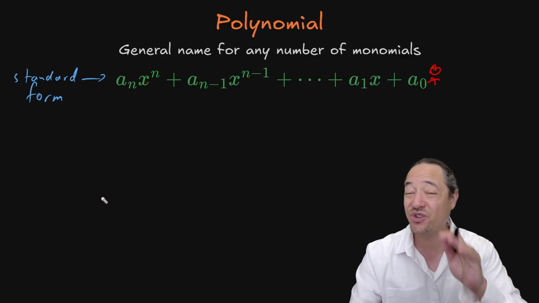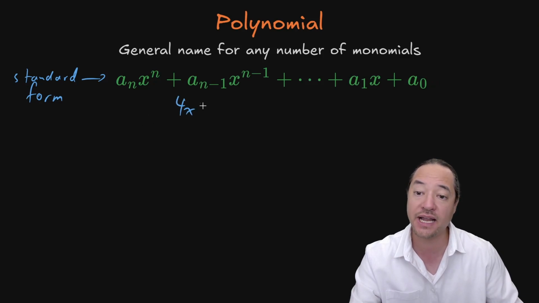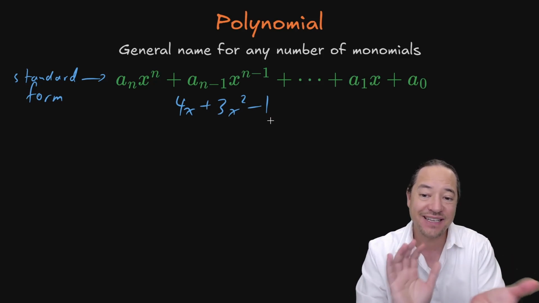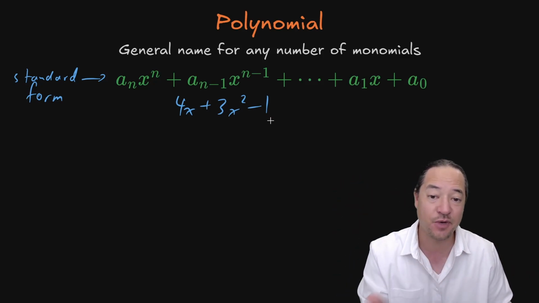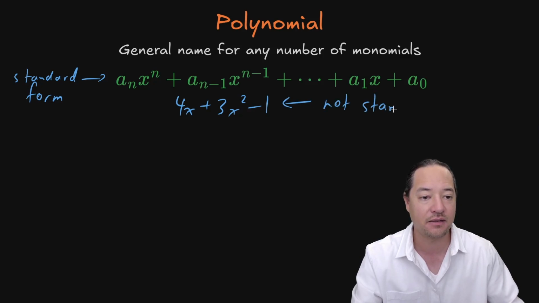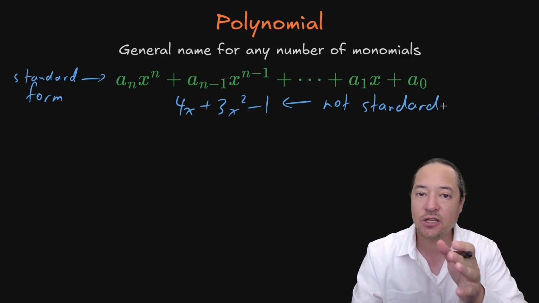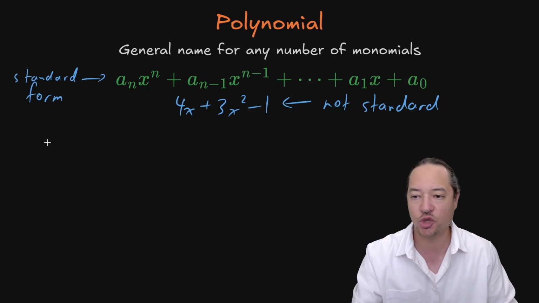Now, you don't have to write a polynomial in standard form. If you were to write a polynomial, for example, like 4x plus 3x squared minus 1, well, it's not from biggest power to smallest, so this is just not standard form. That's all that's going on here.